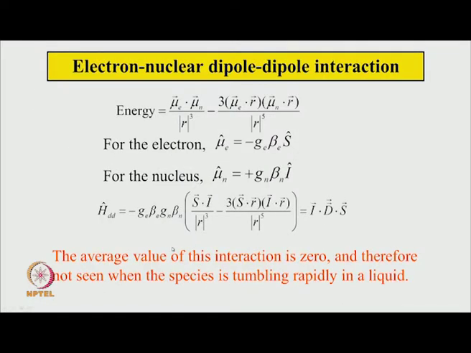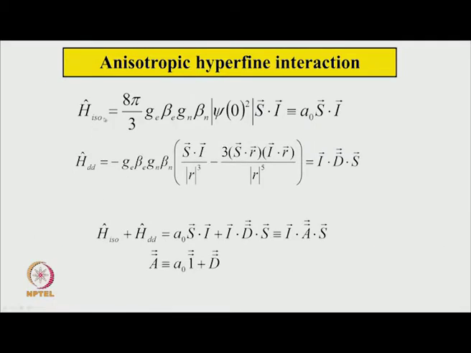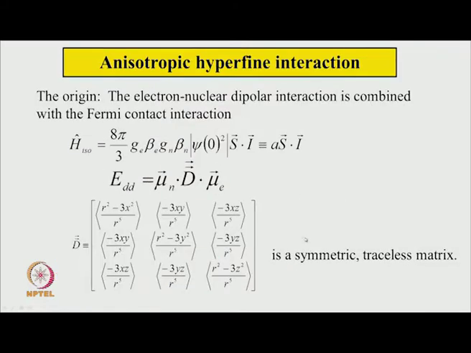So, we can as well add this isotropic interaction and dipole-dipole interaction to get a single expression which looks like this. I is the nuclear spin, A is now a 3 by 3 matrix, and S is the spin angular momentum. And A here now is automatically symmetric because of the way this D is defined.